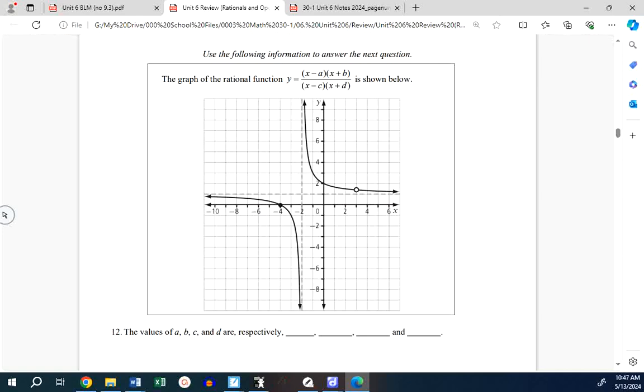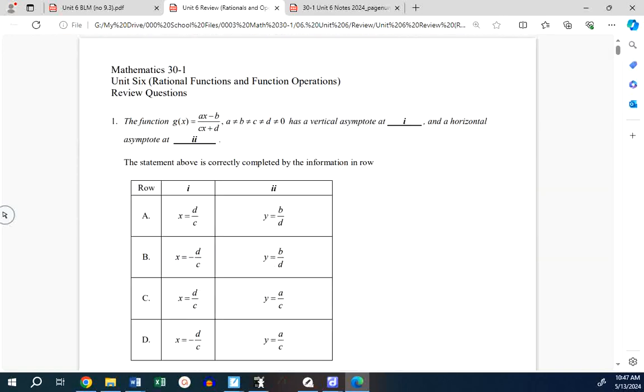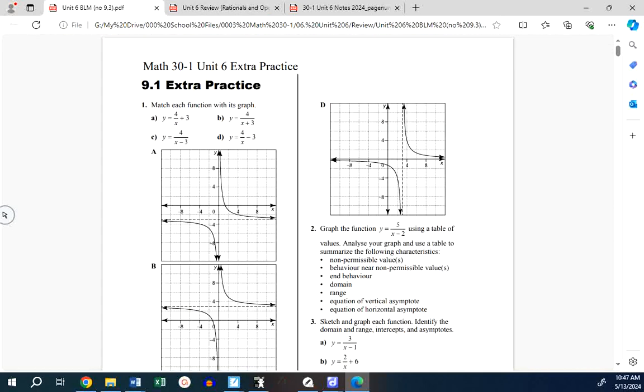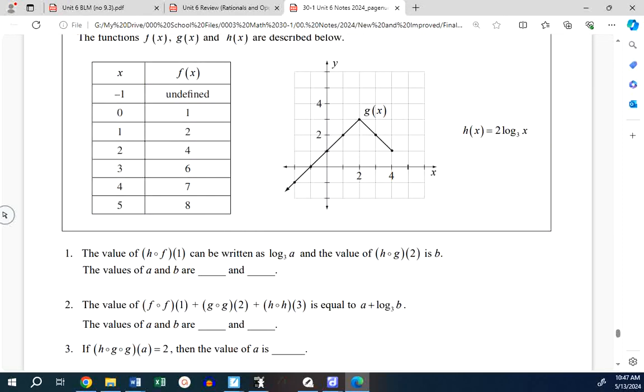This covers Chapter 9, which deals with rational functions, and Chapter 10, which deals with function operations and compositions of functions. I've got open up here the Unit 6 review handout, which looks like that. And I also have the Blackline Masters. Well, they're called Blackline Masters. It's this handout that I've given you as well. I also have the Unit 6 note package open if there's anything that you need me to help you with.